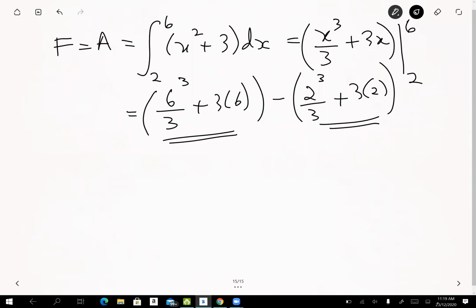Take away. Okay. Who has a calculator? If you have a calculator, what do you get for 6 cubed over 3 plus 3 times 6? What do we get? 90. 90. Okay, 19? Here 19. Take away. What is the value here? 90, sir. 90. Sorry, 90. Okay, 90. I heard something like 19. Okay, 90. Minus how much? 8 over 3. 8.67. 8.67. So you will get the difference.